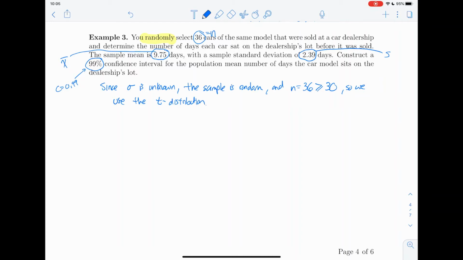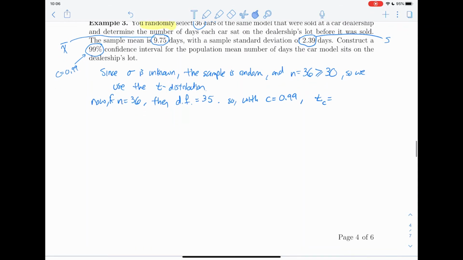Now we can start writing down our information, finding our critical values, finding the margin of error E, and then finding a confidence interval. Now, we'll do it exactly the same way we did the previous problem. If n is equal to 36, then our degrees of freedom is equal to 35. So, with C being equal to 0.99, our critical value T sub C is going to be equal to something else. Again, we have to reference our table. So we have degree of freedom 35. Our confidence interval is 0.99.